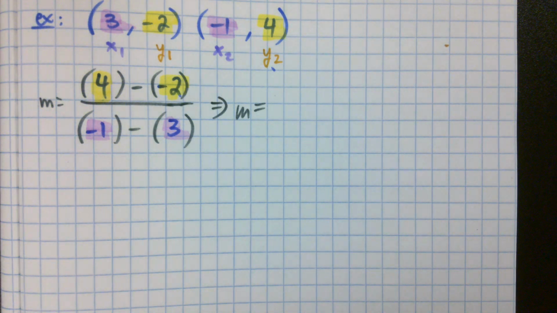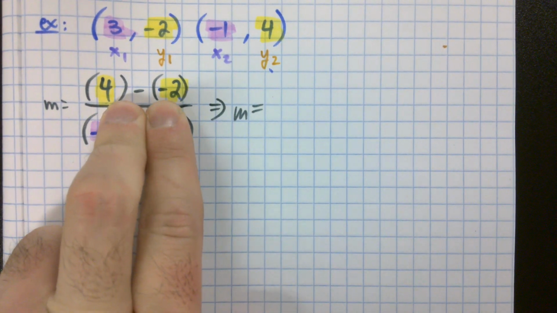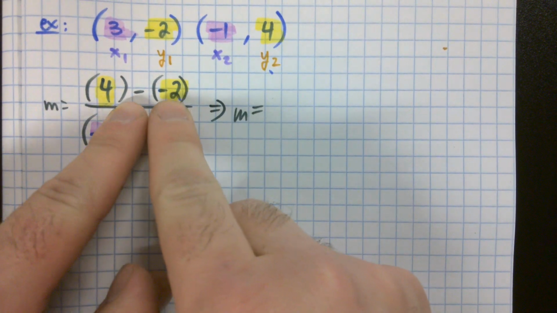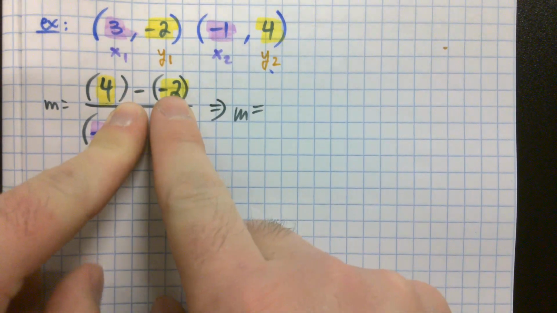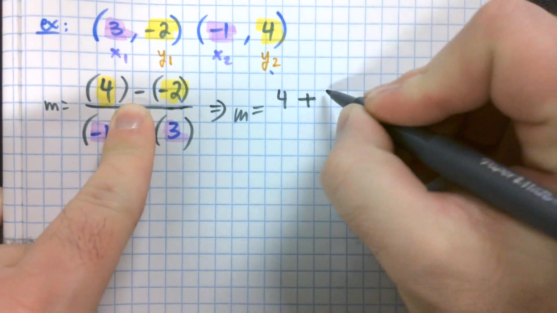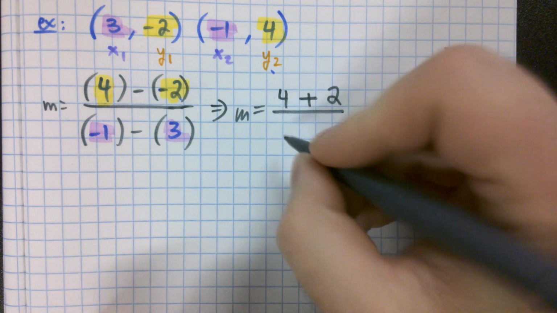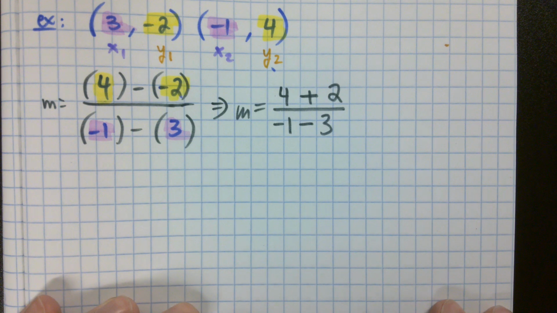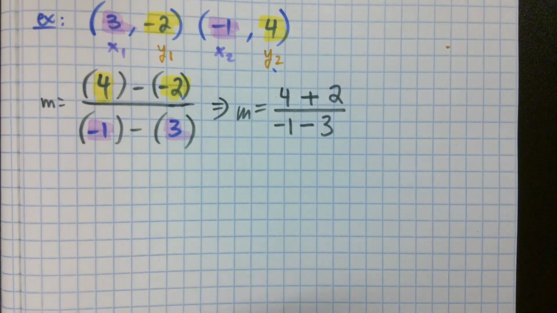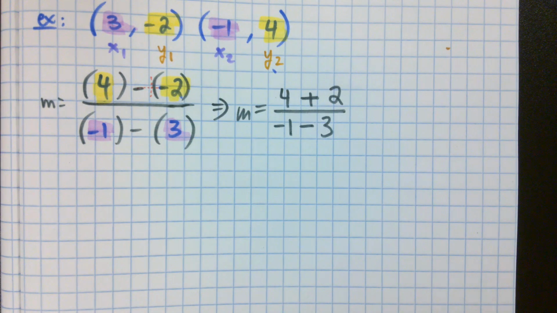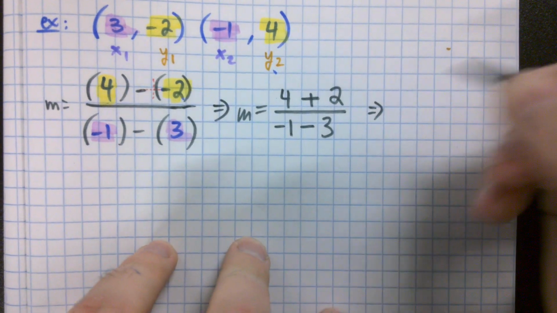Now, what do we see right next to each other on the top here? 2 negatives, right? Whenever we see a minus next to a minus, what do those come together and form? A positive, that's right. So we've got 4 plus 2 on the top, negative 1 minus 3 on the bottom. Those 2 minus signs make one big plus. Now we can go ahead and solve.